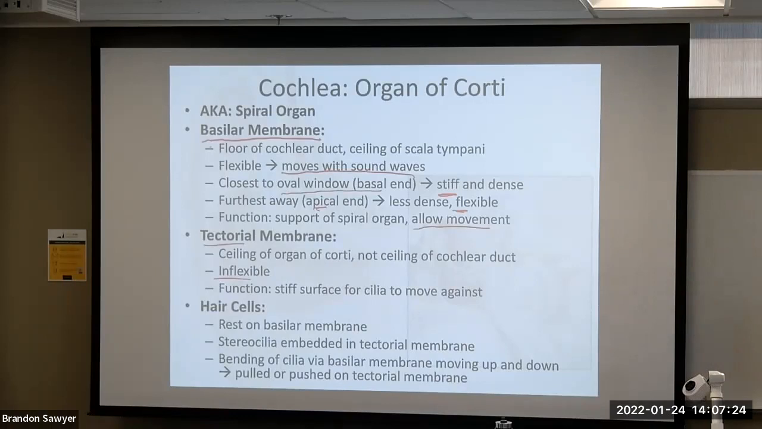Yeah, go ahead. Yeah, so the bottom of them are anchored in the basilar membrane, and then the hairs themselves are anchored in that tectorial membrane. Yeah. Good. Other questions on that? Go ahead. All right. So the basilar membrane is the one that moves. So this is the one that allows some movement, whereas this one, the tectorial membrane, provides a stiff surface for the cilia to move against. Good. Other questions?